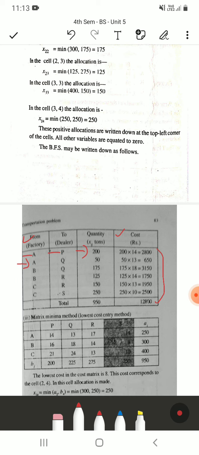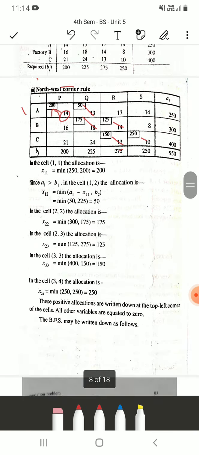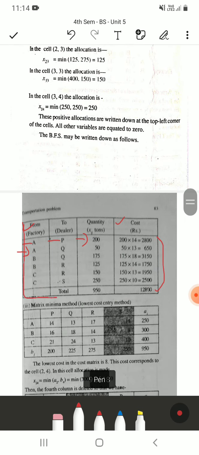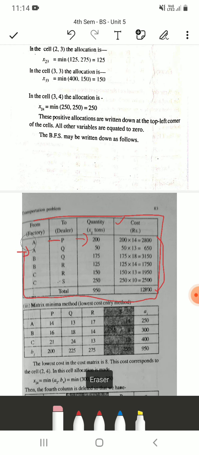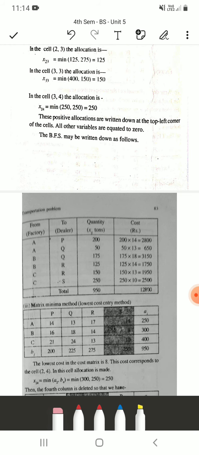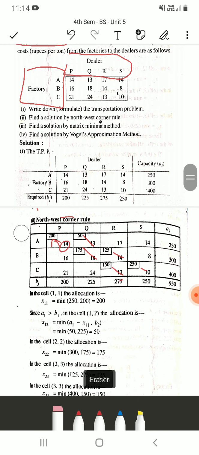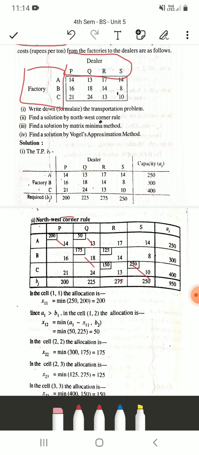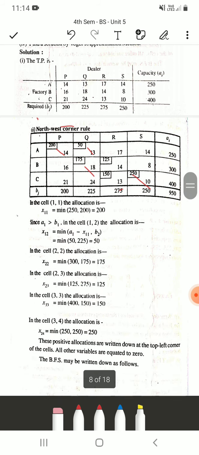So it is 12,800. This table is given for your understanding, and it would be better if you make a table which gives a clear picture of your solution. Or else, you can write total transportation cost is equal to 200 into 14 plus 15 into 13 plus 175 into 18, and so on up to 250 into 10. You have to multiply the values and then add, that is, take the summation.